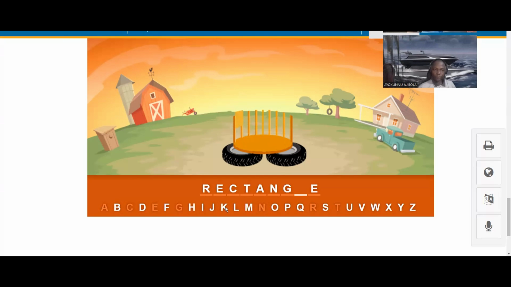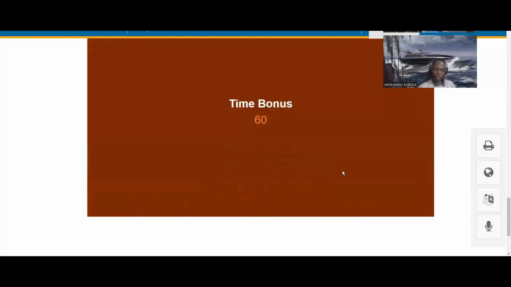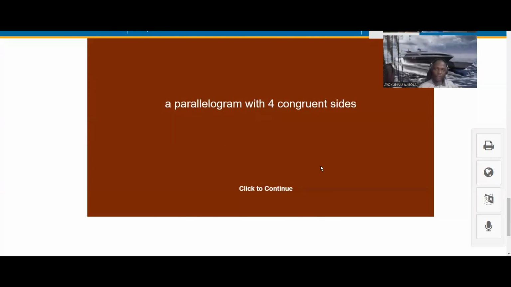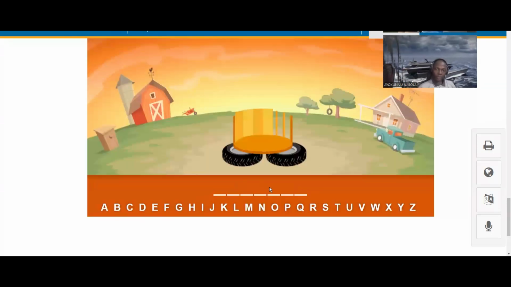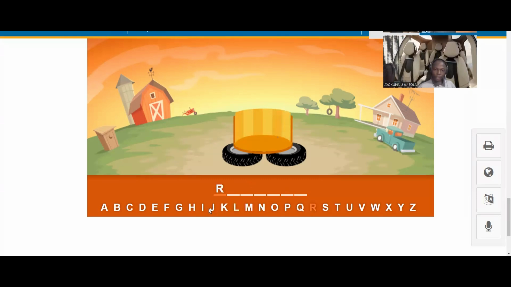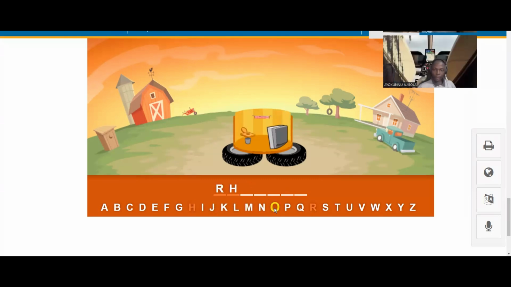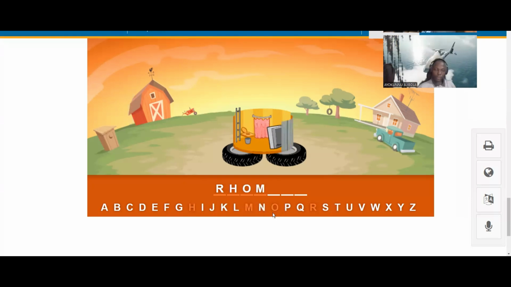Rectangle. So the next one says a parallelogram with 4 congruent sides. Yeah, a rectangle also has... okay, it's a square that has 4 congruent sides, but we can talk about rhombus too, okay? So that's rhombus. Is that clear?